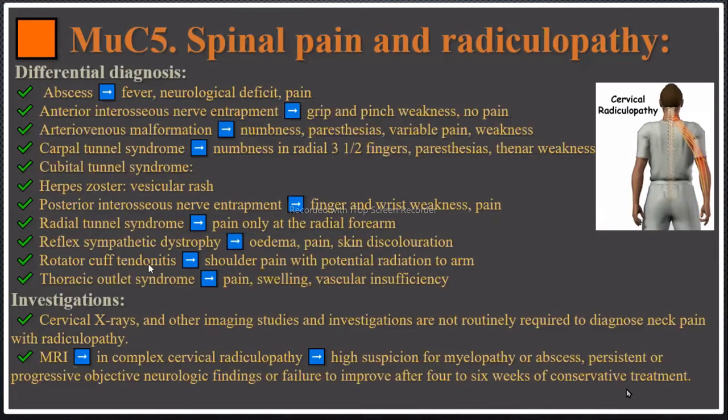Rotator cuff tendonitis: the patient has shoulder pain with potential radiation to the arm. So each can be a scenario and each can be diagnosed. What is the most likely diagnosis? Thoracic outlet syndrome: the patient in the scenario has pain, swelling, vascular insufficiency. So think about thoracic outlet syndrome.